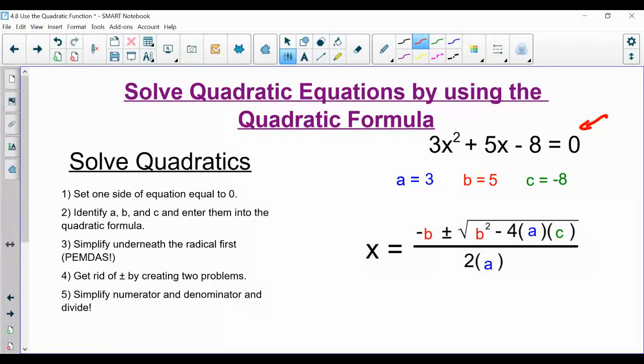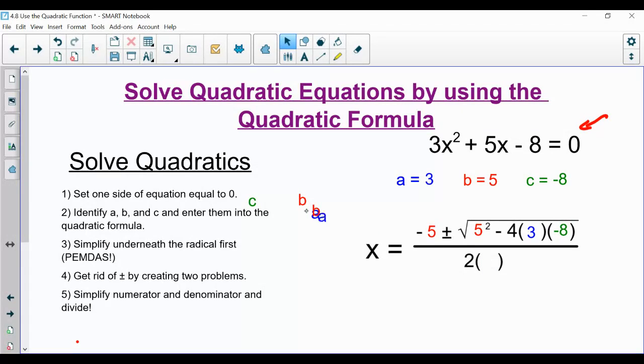Here's our first example, 3x squared plus 5x minus 8. If we are using the quadratic formula here, of course, the a term is 3, the b term is 5, and the c term is negative 8. One side is set equal to 0, we have to make sure we have that. Then we would identify a, b, and c. We've done that. We know that the b term is 5, so the negative b becomes negative 5. Then 5 squared minus 4, a goes there, negative 8 would go there, and 3 would go there, right? We're just plugging stuff in.